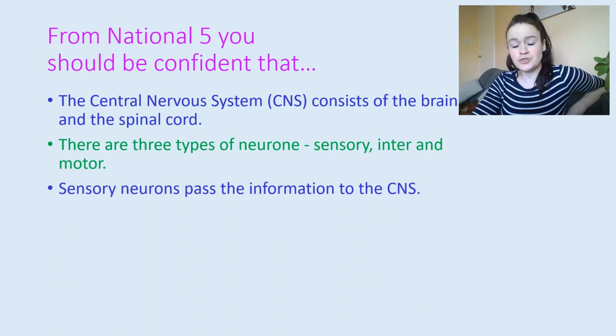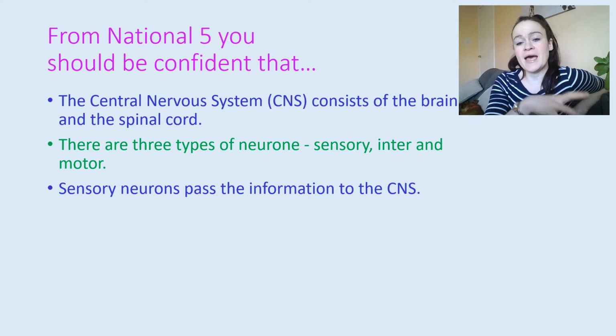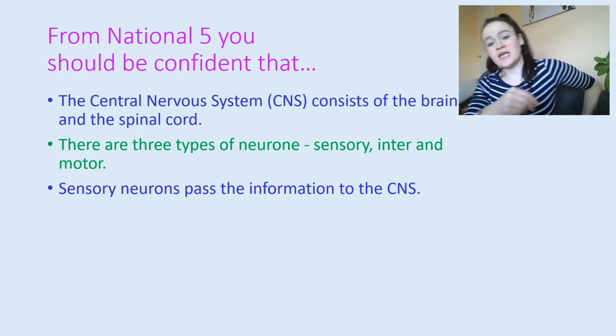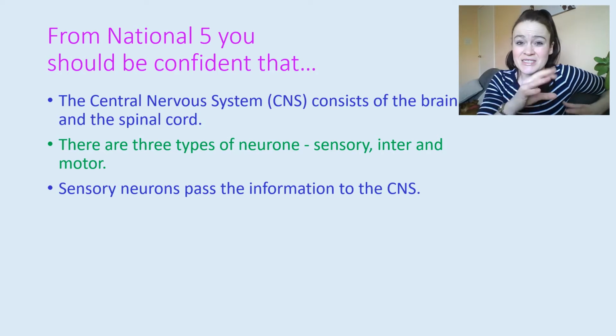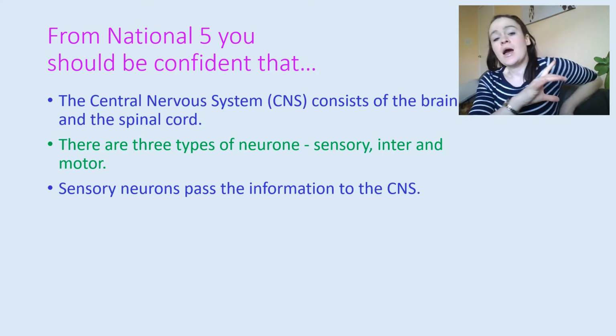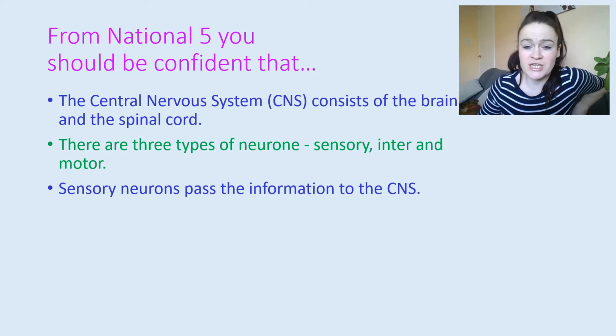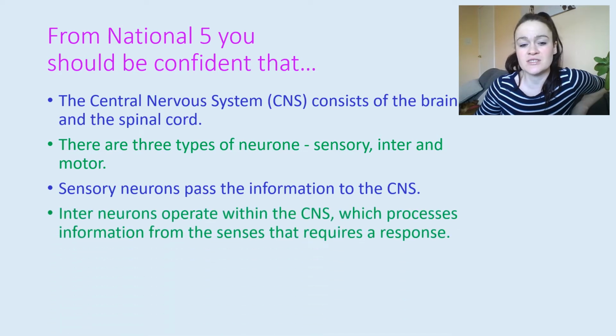Now, the sensory neuron, remember, passes information to the central nervous system. The sensory neuron is attached to a receptor. So maybe if it's your skin or your eyes, they detect a change in the environment. An impulse will travel along your sensory neuron to the central nervous system.